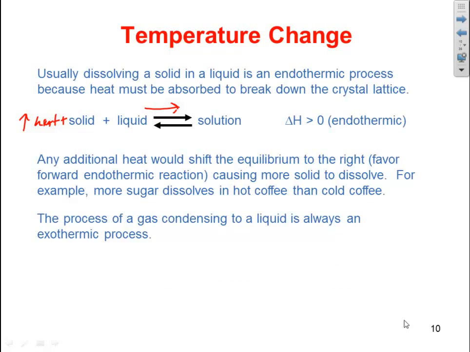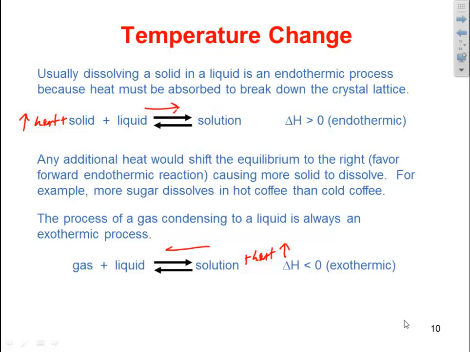The process of a gas condensing to a liquid is always an exothermic process. So a gas plus a liquid giving you solution is an exothermic process. Remembering Le Chatelier's principle, if it's an exothermic process, then heat is the same thing as a product. So if we increase the heat, this is going to shift to the left to relieve that stress, which will mean we'll have less of it in solution. It will decrease the solubility of that gas.